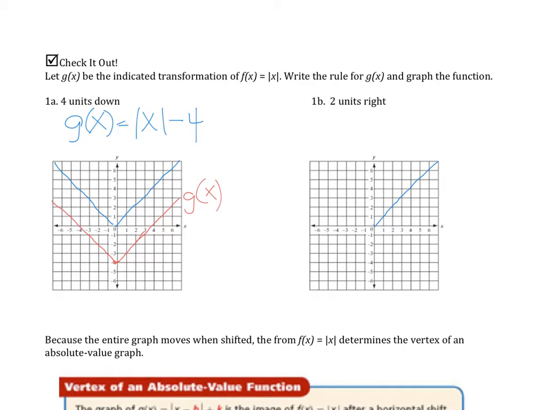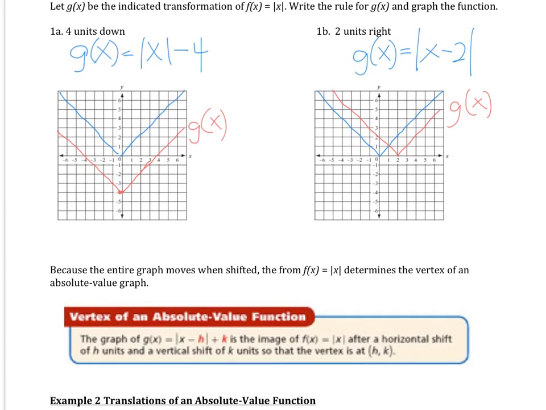The second one is two units to the right. It's going to go inside. It's going to be minus. And it just moves the vertex 2 units to the right on the x-axis.